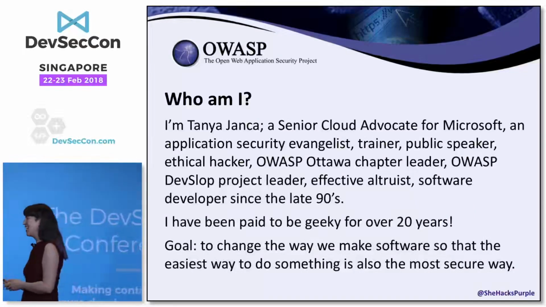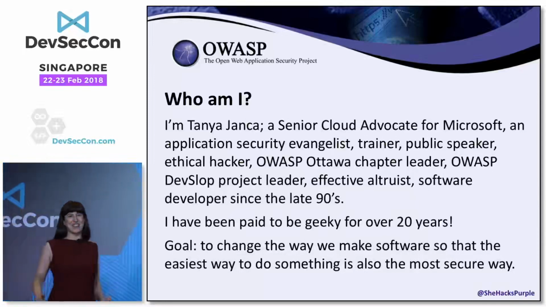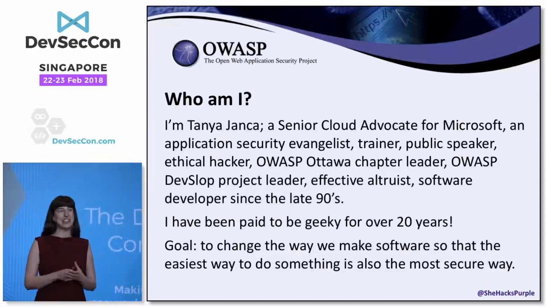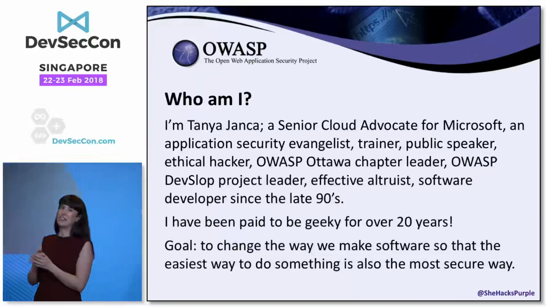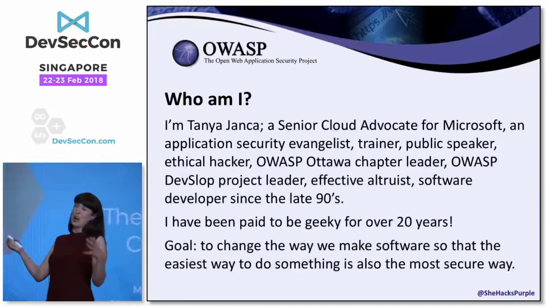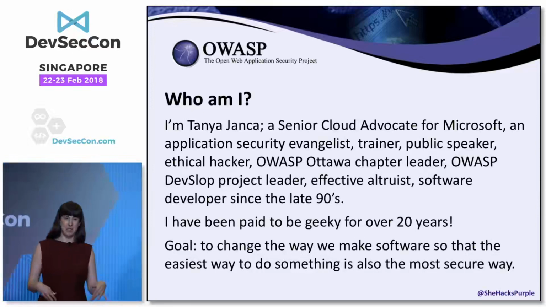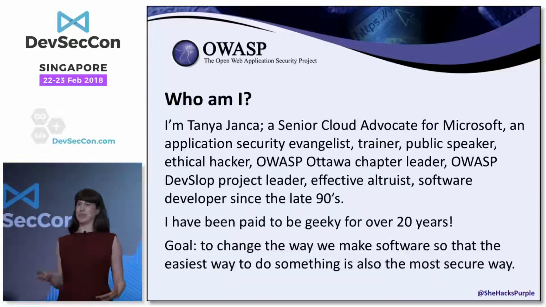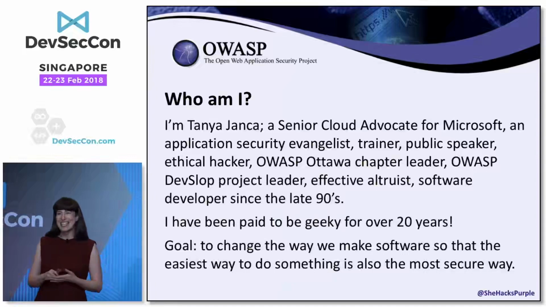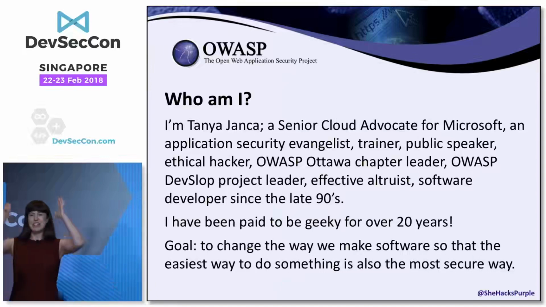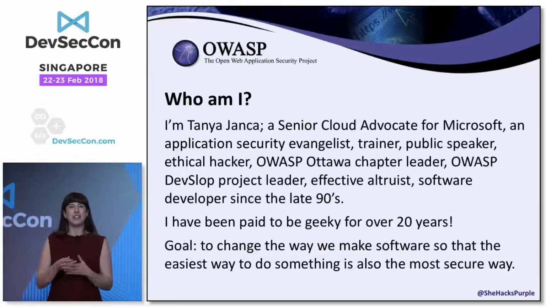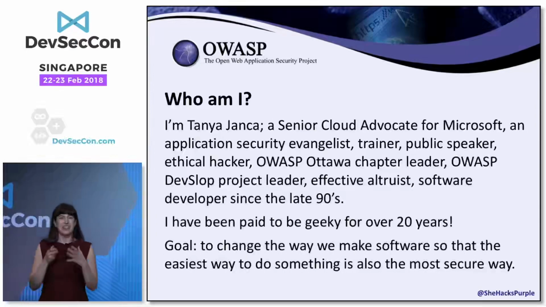As of Monday, I am a senior cloud advocate at Microsoft, and I'm so excited to be there. I'm an application security evangelist, so I really like talking about Appsec. I will bore you to tears with it if you let me. I'm the chapter leader of OWASP in Ottawa, and I also started an open source OWASP project called DevSecOps with my friend Nicole Becker, where we make crappy DevOps things and then show people how to hack them and how to secure them. So far we have a bunch of vulnerable APIs, but we're planning all sorts of interesting things for the future. I've been paid to be geeky for over 20 years. I started developing software at the age of 16, and my goal is to make the easiest way to do something also the most secure way to do it. I want security to be a lot easier.